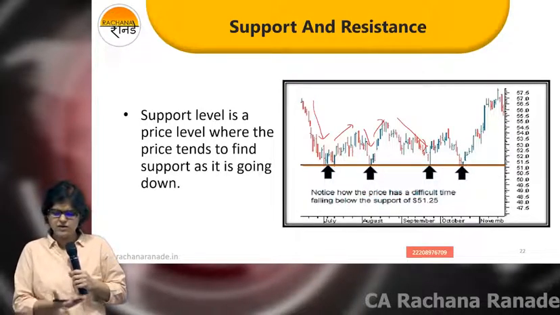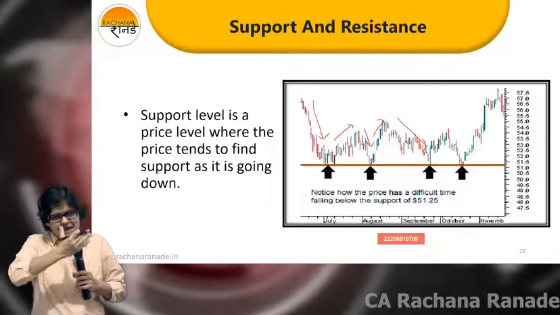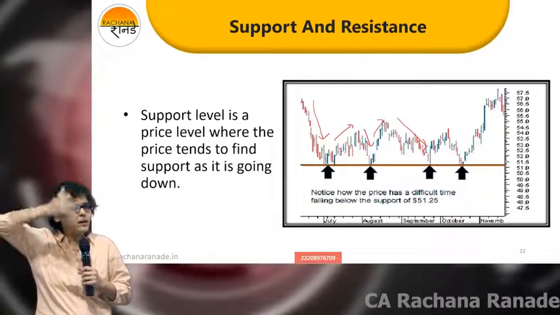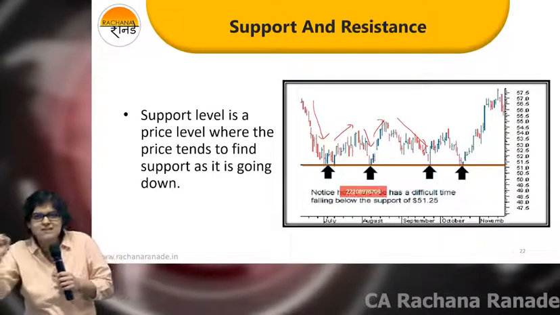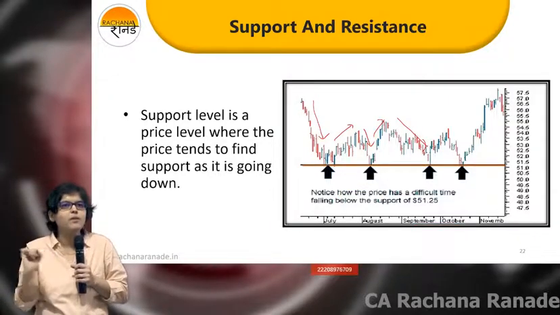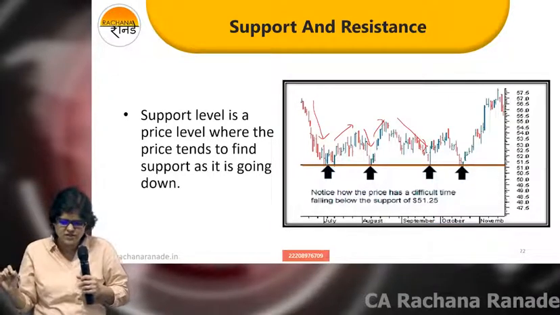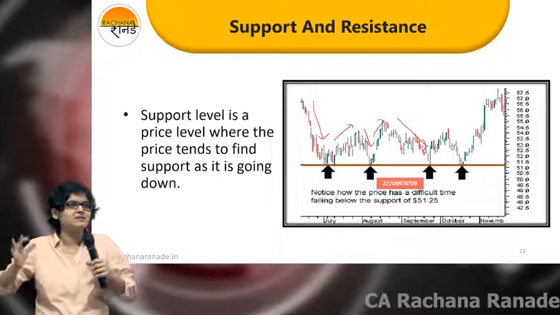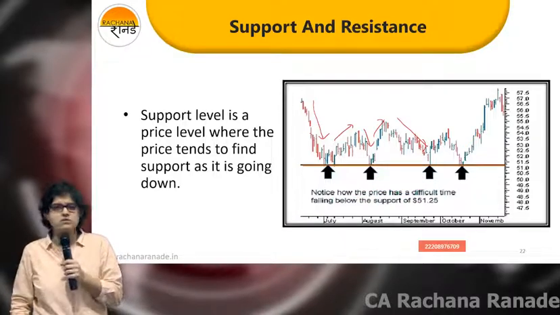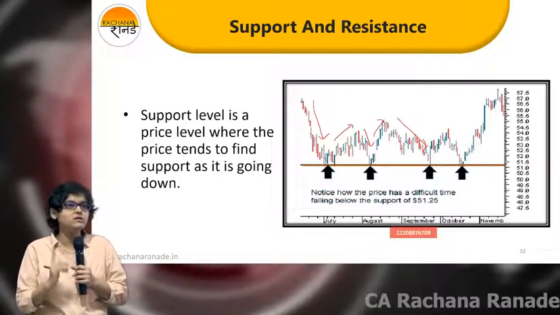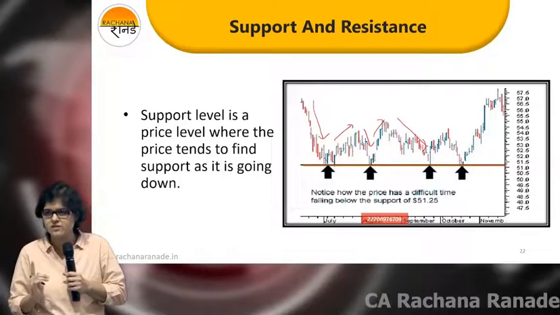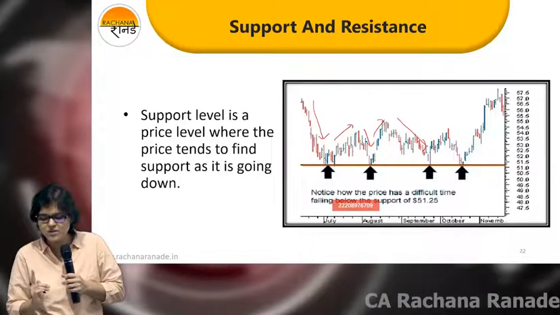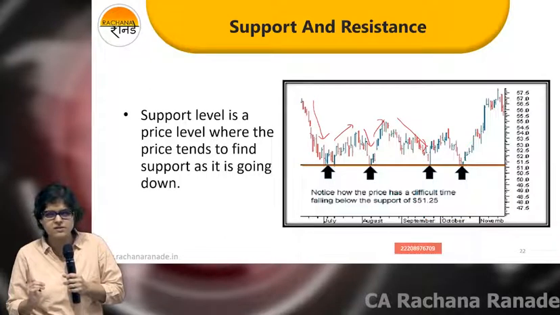So wherever the price tends to bounce back in the upward direction, that price level is known as a support level. Does this happen in real life? 101% yes. You can see so many stocks which actually honor the support levels and the resistance levels. The moment the support is broken, what can happen? Let us understand. So support is clear, right?